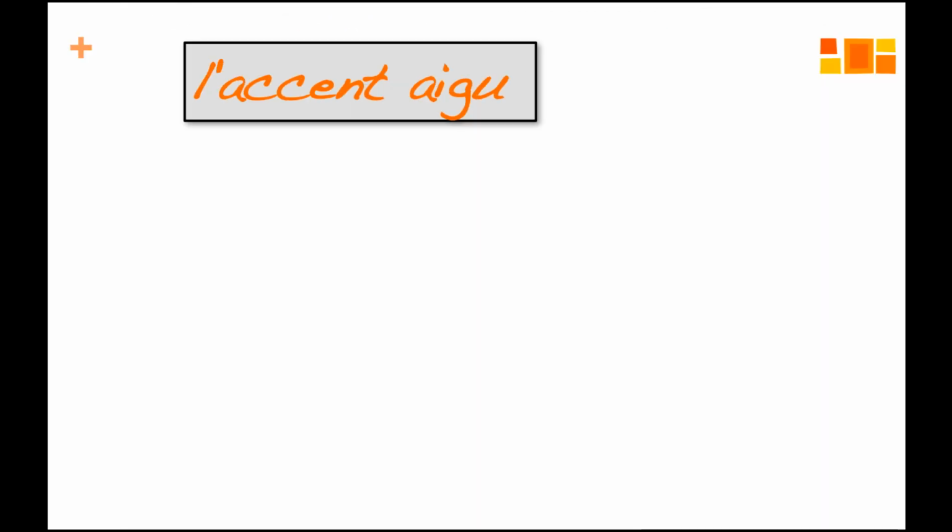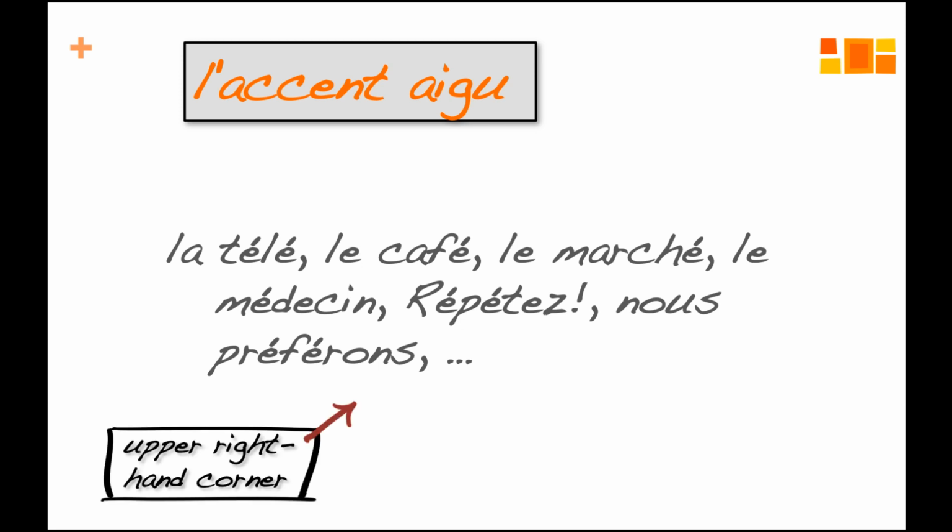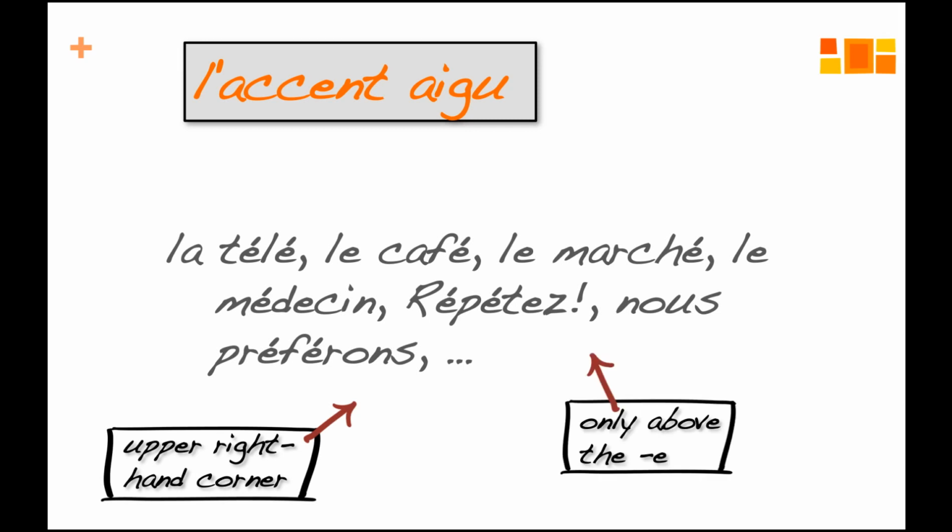Let's continue with the accent aigu. Now we have a couple of examples here, like la télé, le café, le marché, le médecin, répéter, or nous préférons. So the accent aigu, this is the one that goes towards the upper right-hand corner. La télé, the accent goes towards the upper right-hand corner. The good news is you only find the accent aigu above the E. There is no O accent aigu, that doesn't exist, or U accent aigu, that doesn't exist.